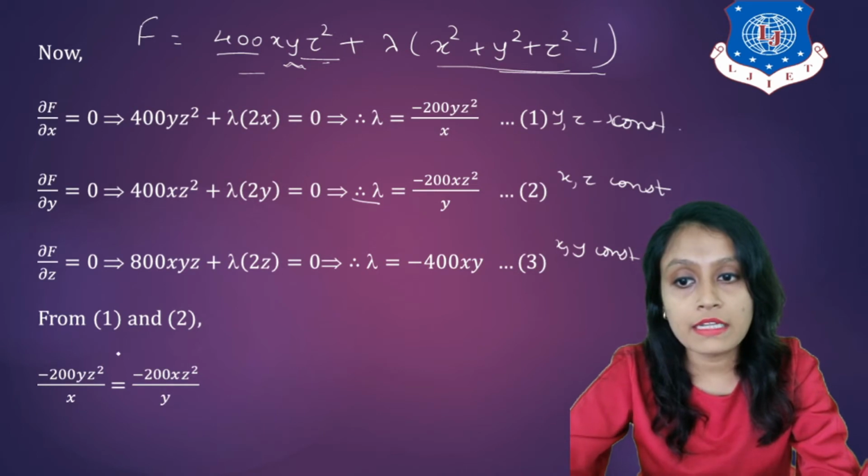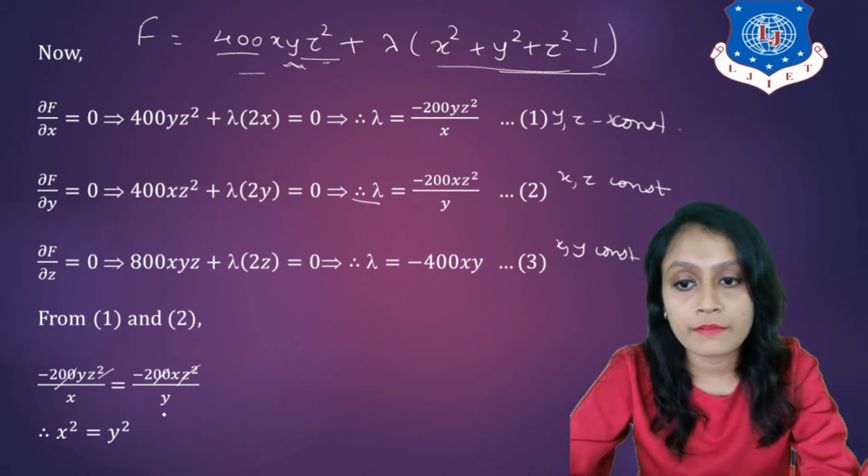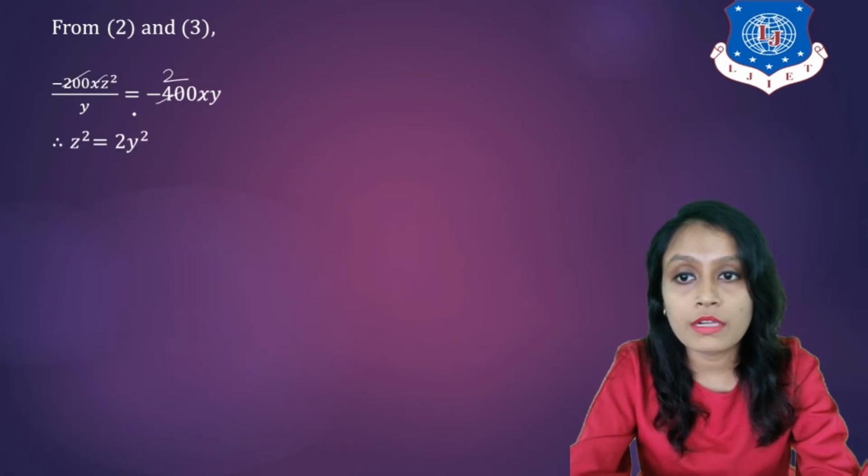So from this you will get minus 200 yz square upon x is equal to minus 200 xz square upon y. Okay, now this minus 200 will get cancelled. Okay, z square will get cancelled. So what will remain is x square is equal to y square. Next, equate equation number 2 and 3. So from this you will get minus 200 xz square upon y is equal to minus 400 xy. Okay, now here again minus will get cancelled. Here will get 2, x will get cancelled. So what remains is z square is equal to 2y square.